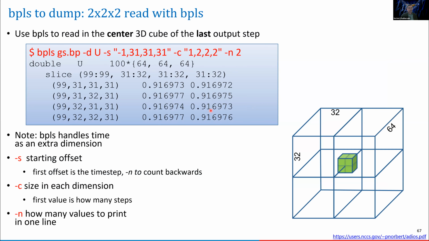And then with bpls, you can read arbitrary selections in the data. So reading a 2 by 2 by 2 cube in the center needs these parameters, the start and count, using 4 values. The first one is the time, and the next 3 are the three offsets in the middle, and then the size is 2 by 2 by 2, and then you can just get this data. So bpls is useful to read any portion of your data and print it out on the screen if you want to.